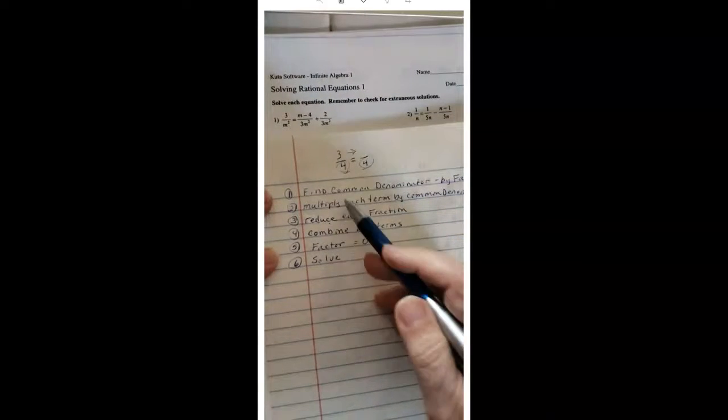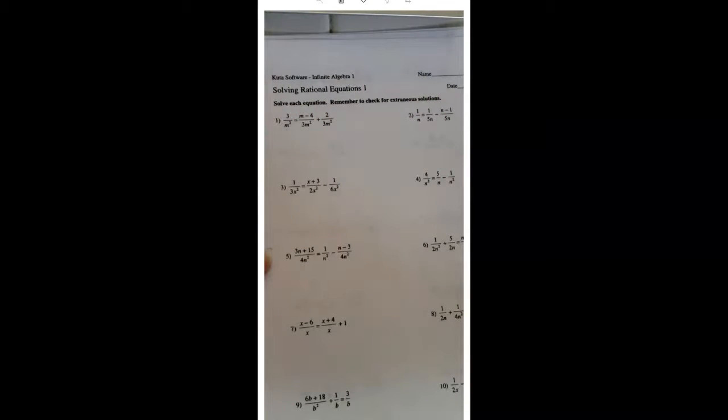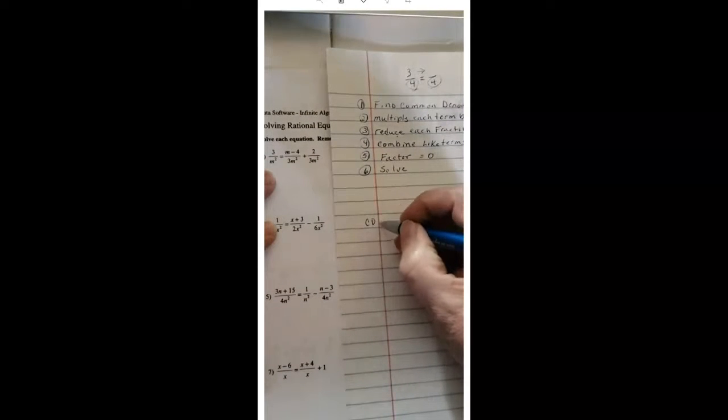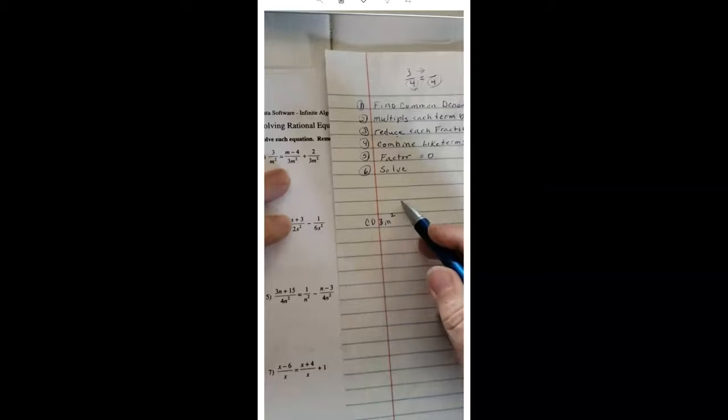So question number 1. Does it have a common denominator? Yes, it has a common denominator, but it doesn't have a complete common denominator with what's there. So what's my common denominator going to be? It's going to have an m squared on it. It's going to have a 3 on it. So my common denominator is going to be 3m squared.